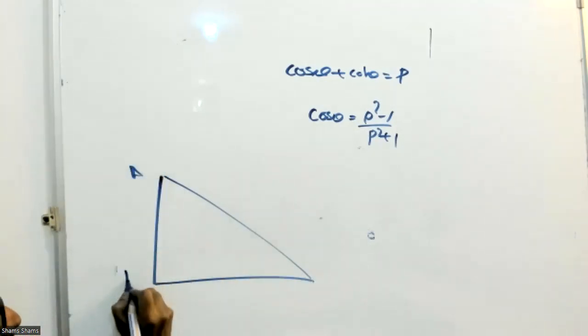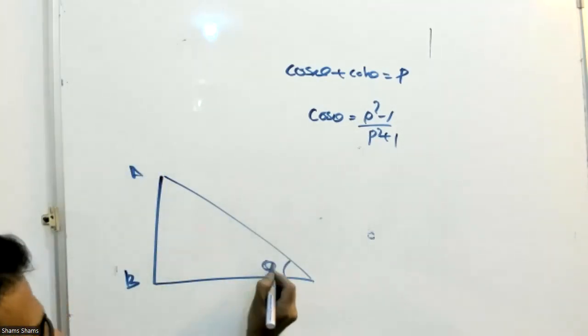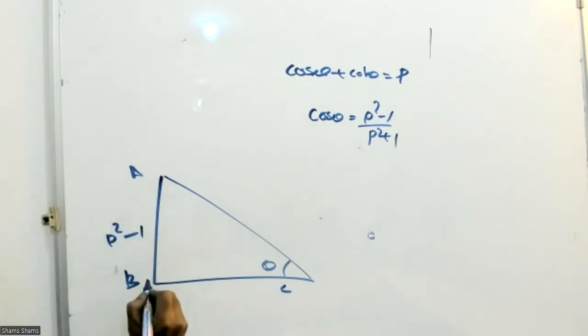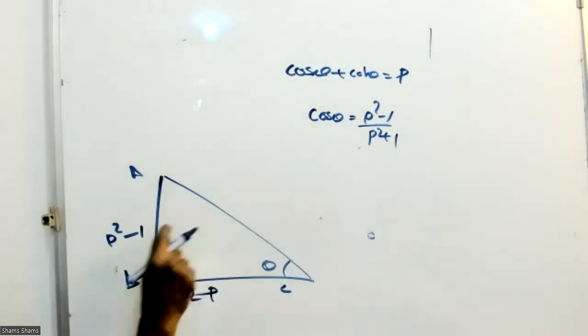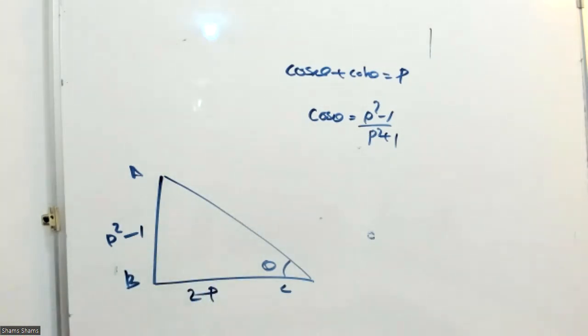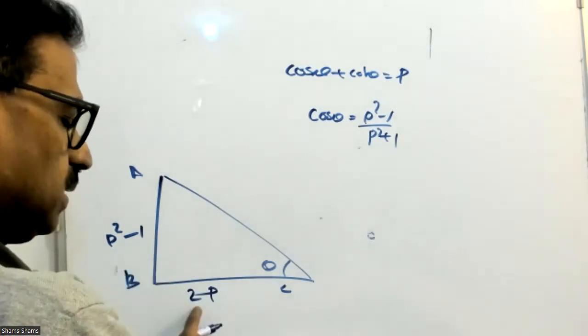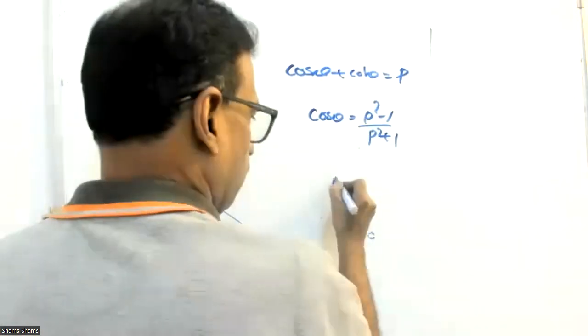A, B, C, theta here. Tan theta is p square minus 1 by 2p. Now we got tan theta, right? Tan theta means opposite by adjacent side, so we can find AC square.